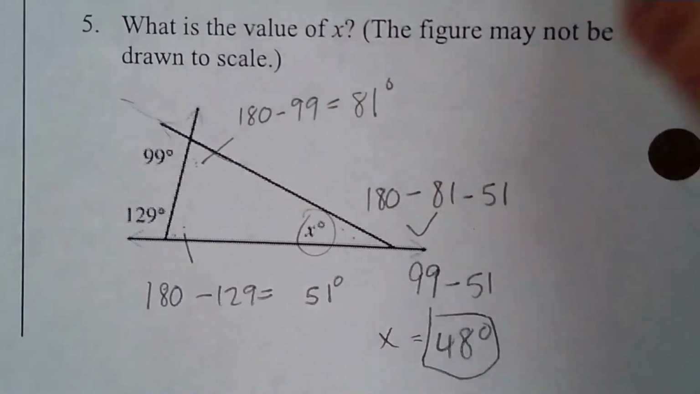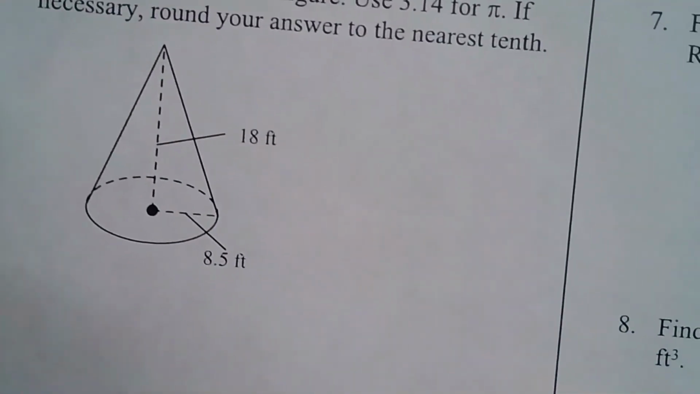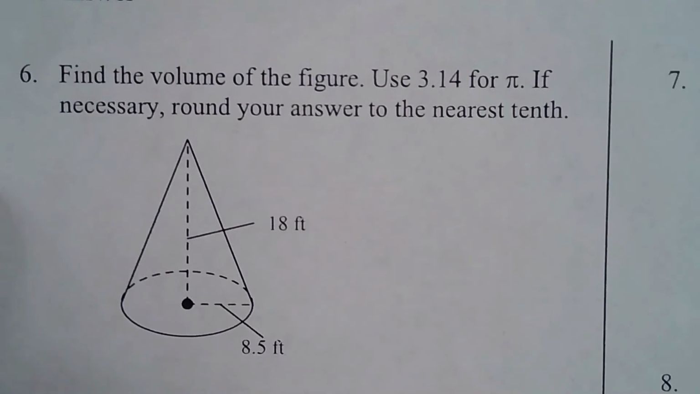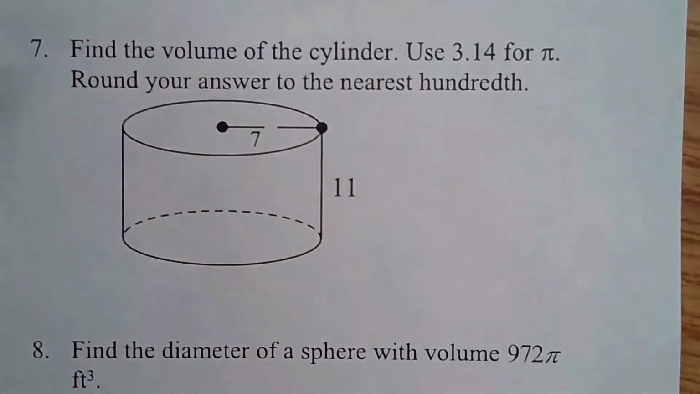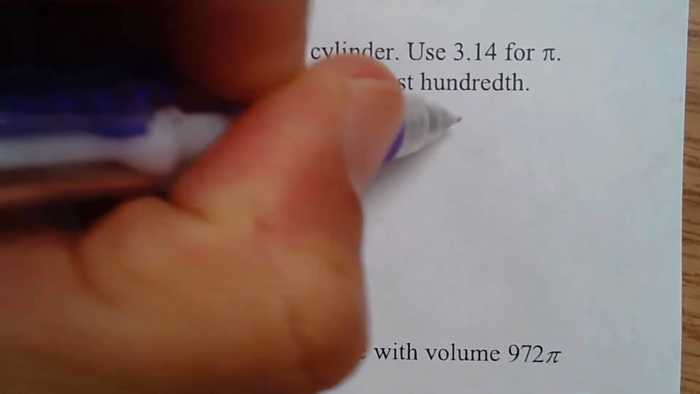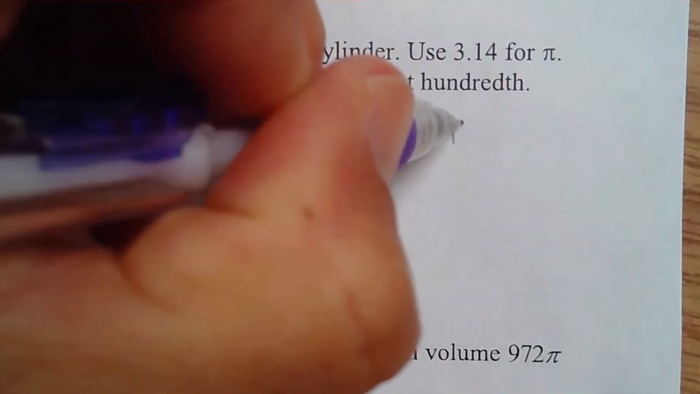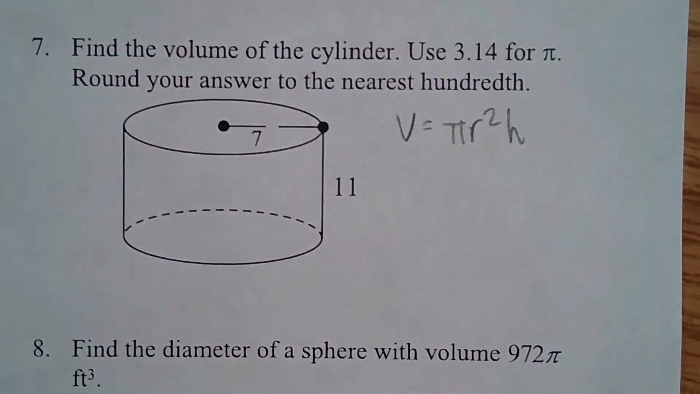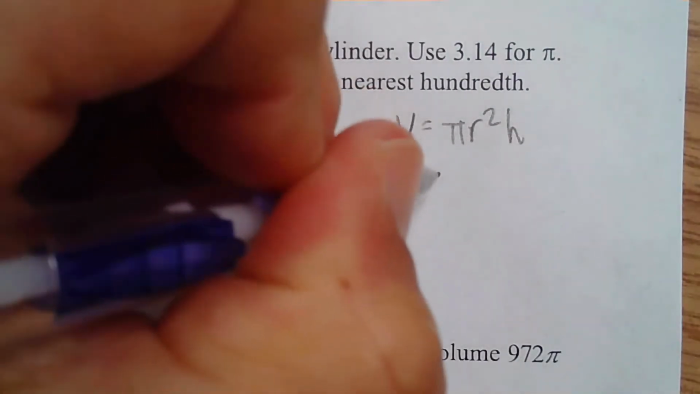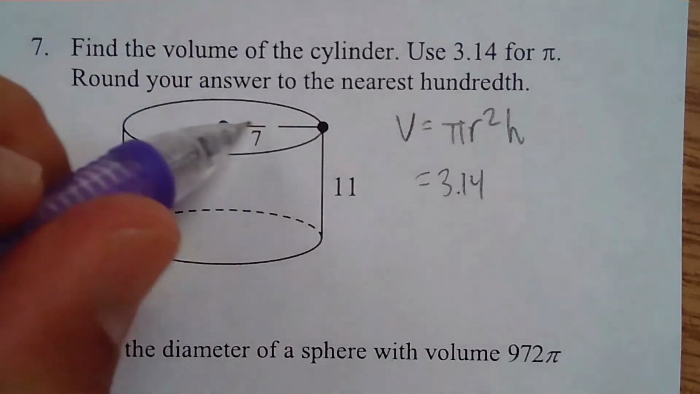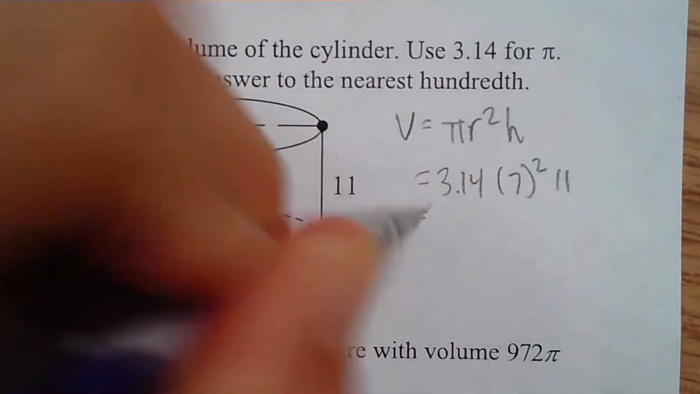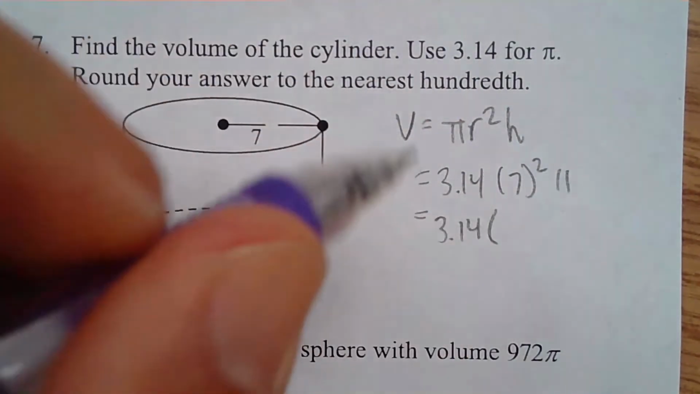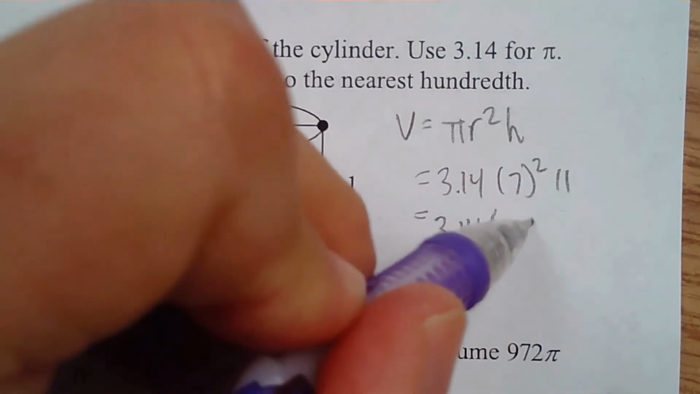Okay, number 6. Find the volume of the figure. Round to the nearest tenth. Okay, you know what? In fact, I think I'm going to do number 7 first because they're related. The volume of a cylinder is pi times the radius squared times the height of the cylinder. So this would be 3.14 times the radius squared, which is 7 squared, times 11. So this is 3.14 times 49 times 11.